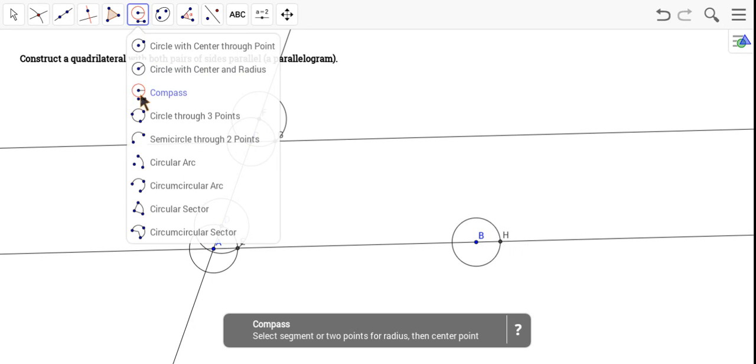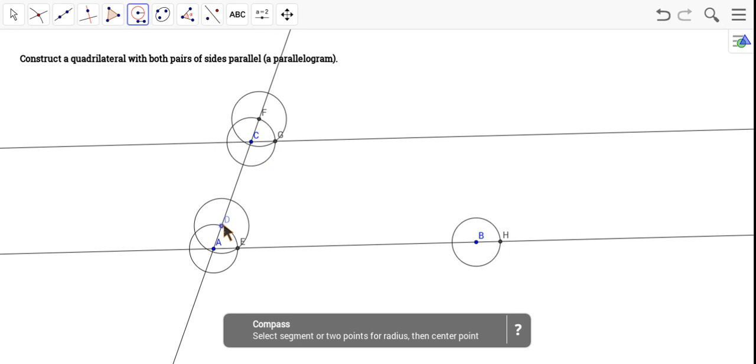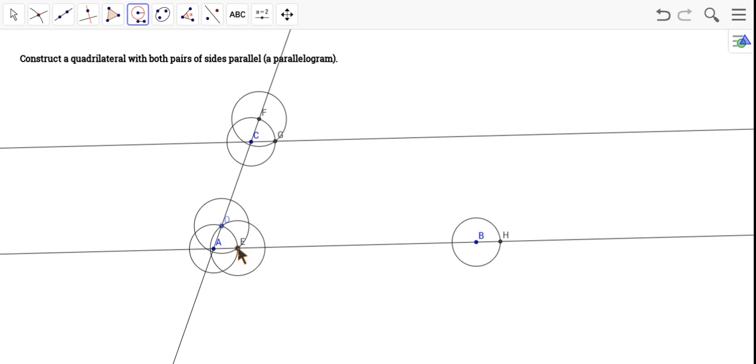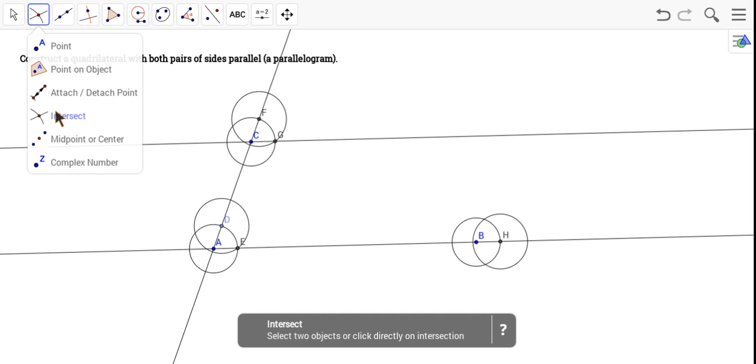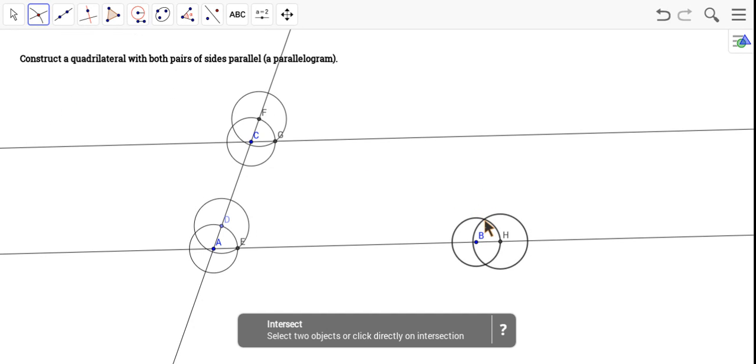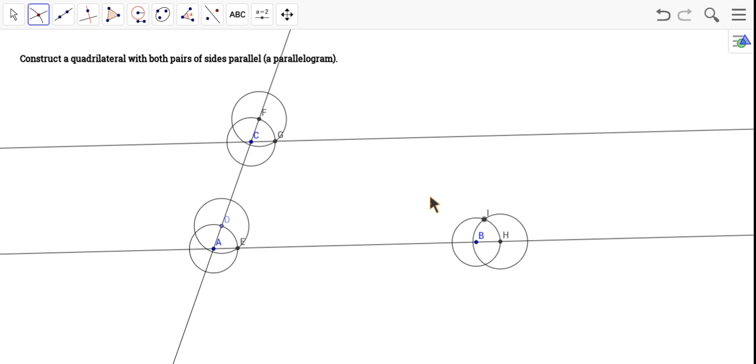Now again, we need our compass set for the same distance between D and E. And we need that at H this time, so we can figure out our other point right there. So our intersection. Now we need to complete that congruent angle construction IBH. And this line BI will give us a line parallel to AC through B.